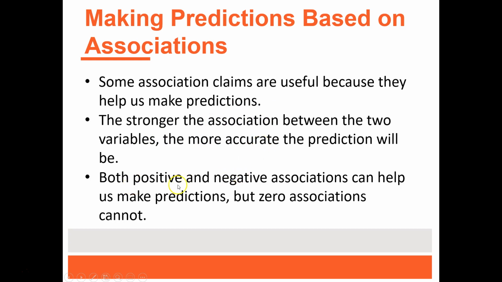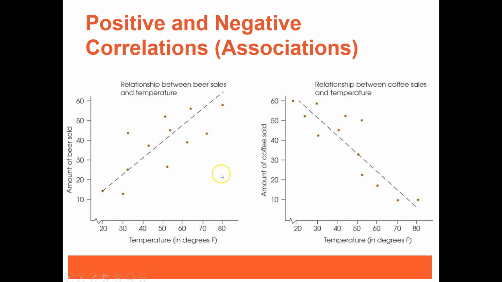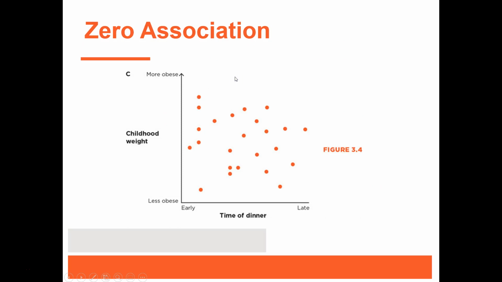And from both positive and negative associations, you can make predictions, right? I could look at this, sorry guys, here we go. I could make a prediction that if the temperature was 90 degrees, I could predict how much coffee would be sold, even if it's a negative correlation. Or if it's a positive correlation, if it's 90 degrees, I could predict how much beer is going to be sold. I just can't make predictions when we have a zero association.